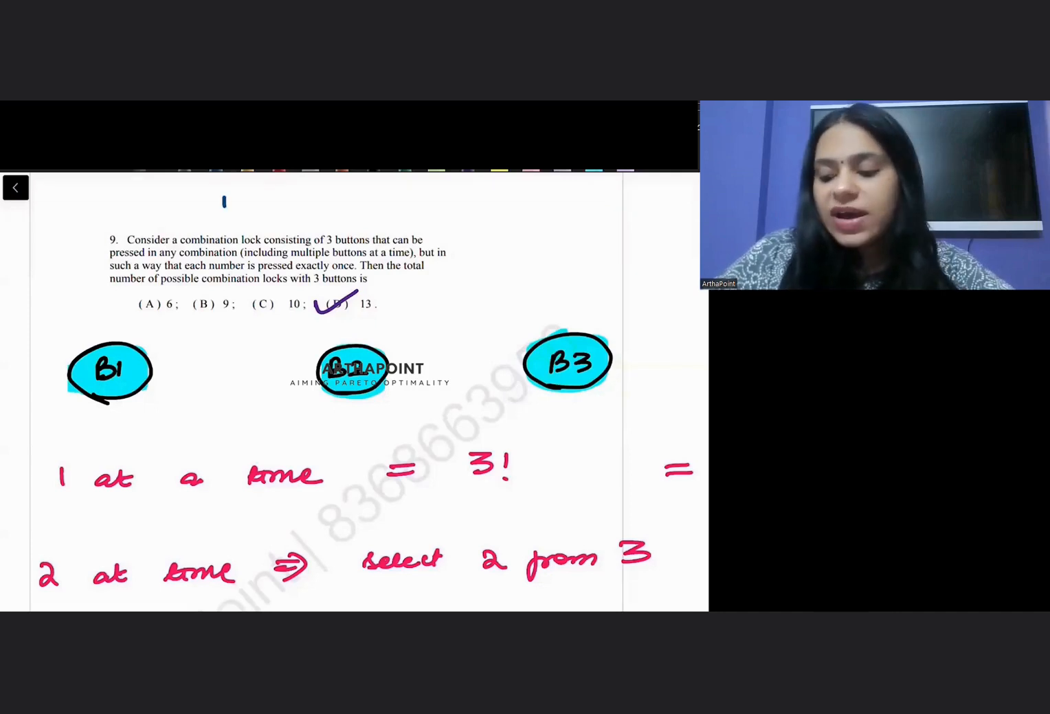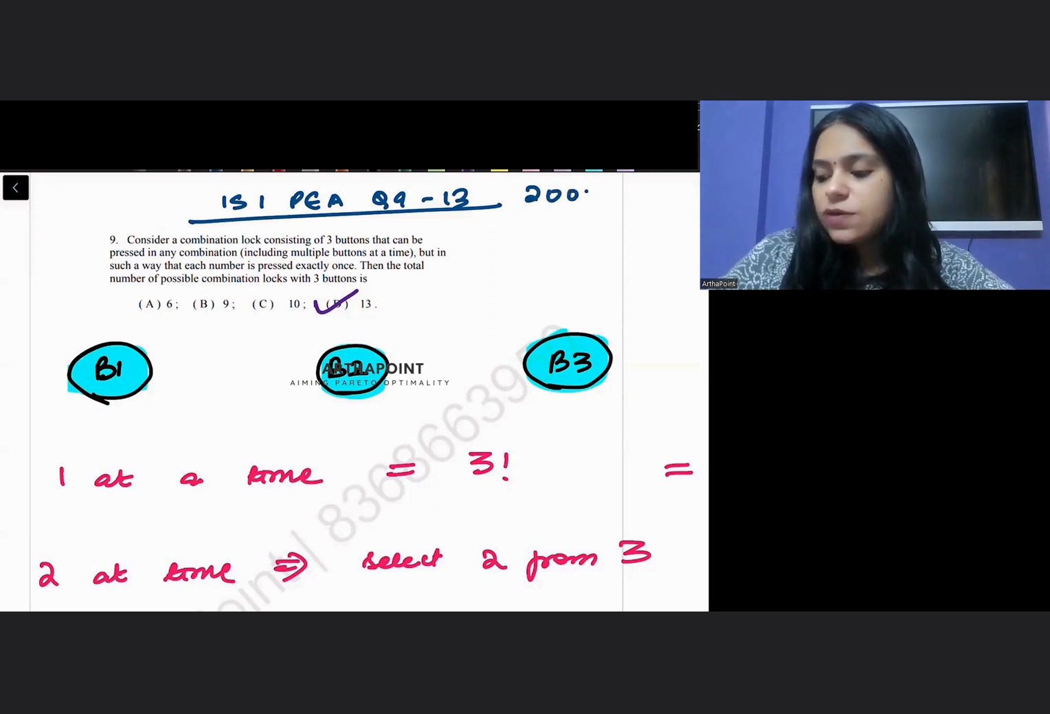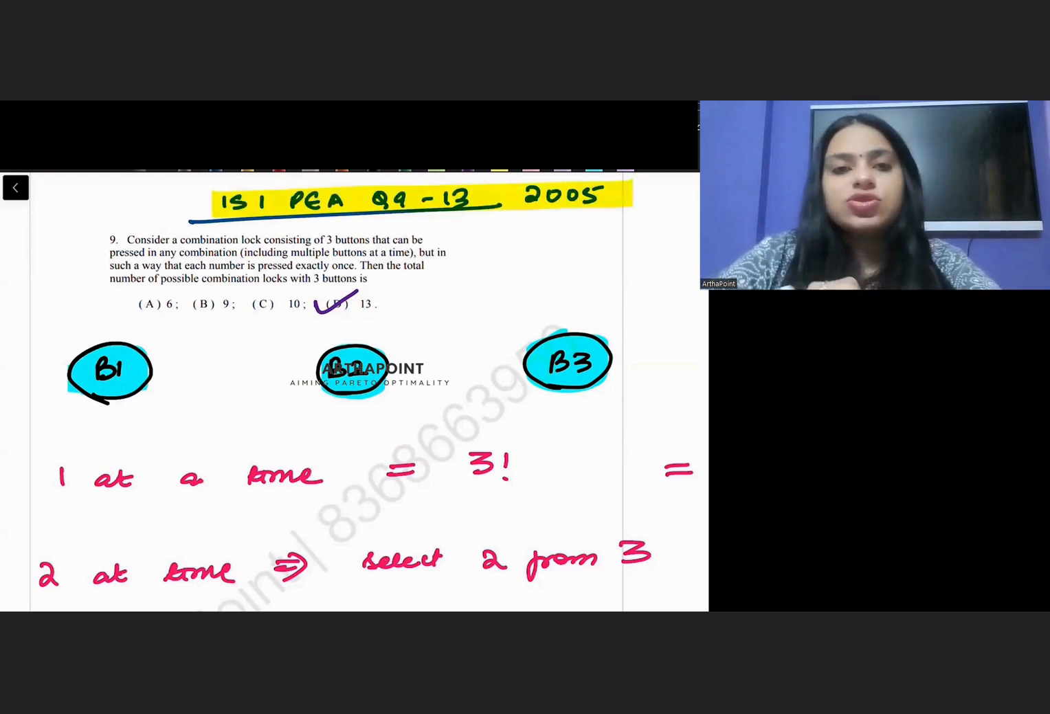Okay, let's look into ISI PEA question number 9 to 12. I think to 13 only. There are 13 questions only in this paper, the 2005 paper. Look into this question, beta.